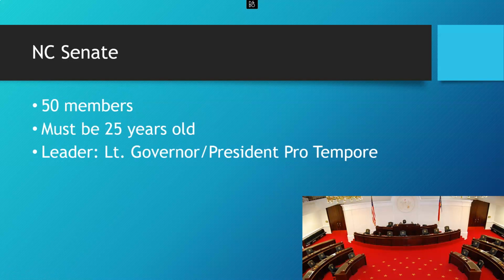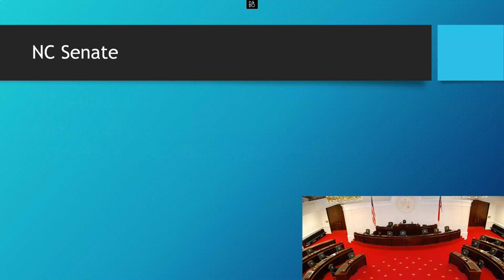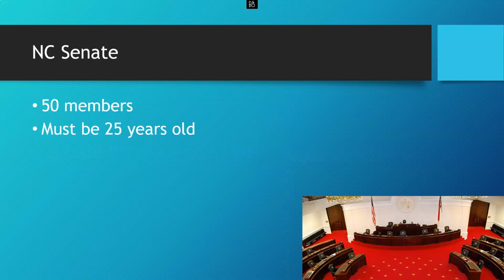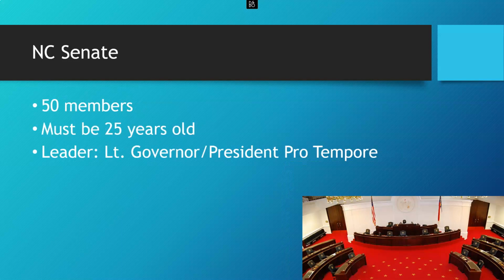In the Senate, we have 50 members in our state. You must be 25 years or older to serve in the Senate. Okay, so going backwards here, remember 21 years old or older in the House of Representatives, 25 in the Senate. The leader of the Senate tends to be the Lieutenant Governor or the person that is President pro tempore, which is generally the most senior senator, which is put into place.